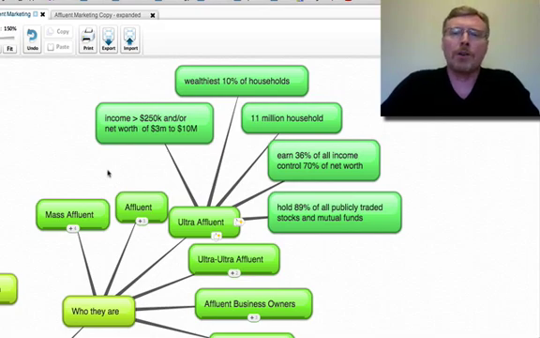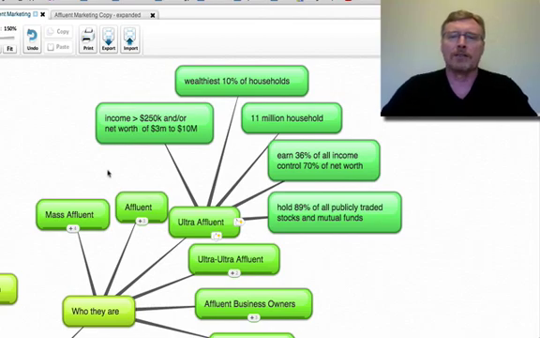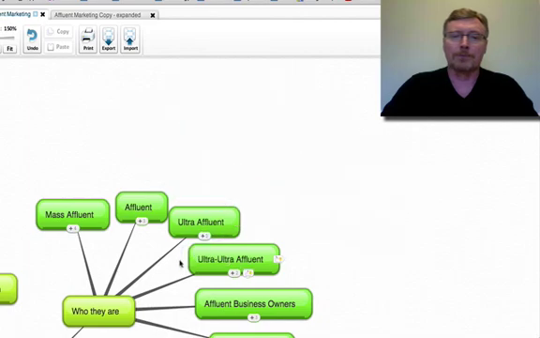These people earn 36% of all income and control 70% of the net worth of this country. They hold 89% of all publicly traded stocks and mutual funds. These people have got, like I say, some serious, serious money. And again, they got more than enough to buy a funeral from you.